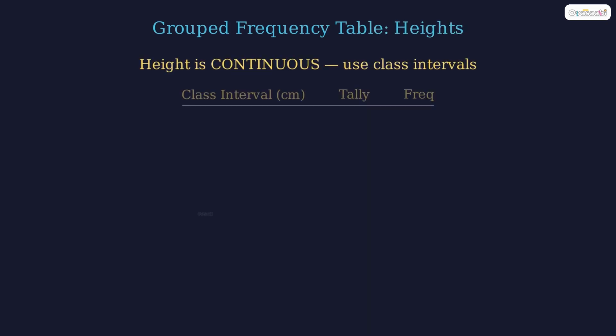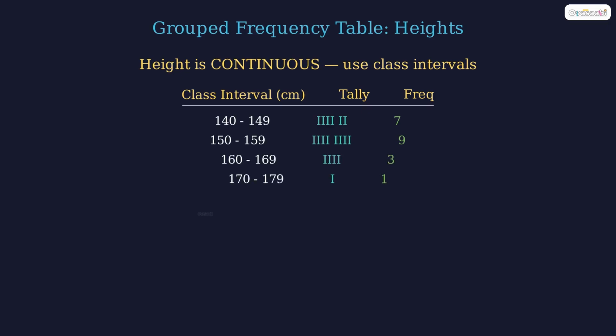Example 2. We measure heights of 20 students in centimeters. Since height is continuous, we group values into class intervals like 140 to 149.